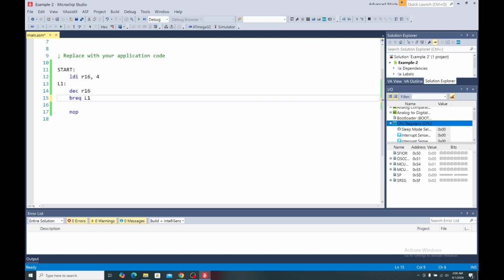The opposite of the BRNE operation is the BREQ operation. This will branch if the latest result in the ALU is 0. If it's not 0, then it will fall through. Similarly, we have other instructions for other flags, like the carry flag, the overflow flag, and half carry flag, etc. We'll look into them later.